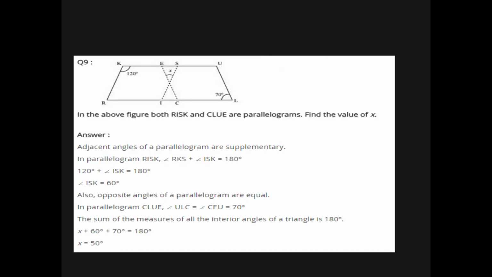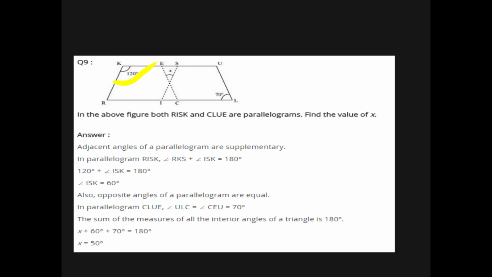Now see question number 9, what is given. In the above figure, RISK and CLUE are parallelograms. Find the value of x. Okay. Adjacent angles of a parallelogram are supplementary. We know that. So in parallelogram RKS and ISK. Where is RKS? This is RKS and IKS. Okay, see what is given. Angle RKS. This is angle RKS. And the next angle is angle ISK. This is angle ISK. Both will combinedly make how much?